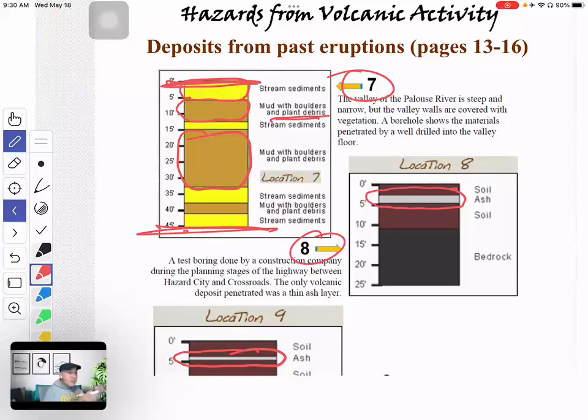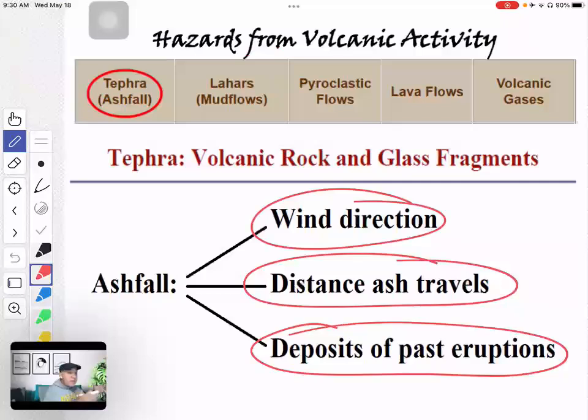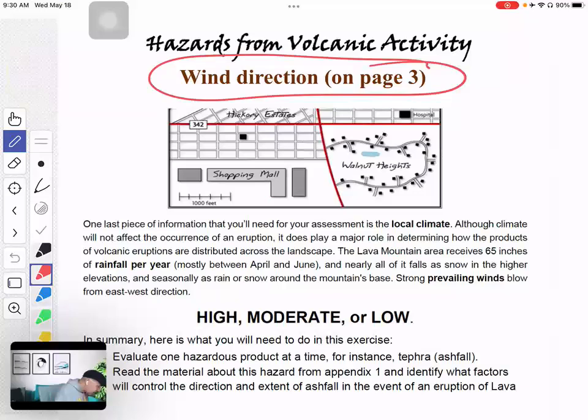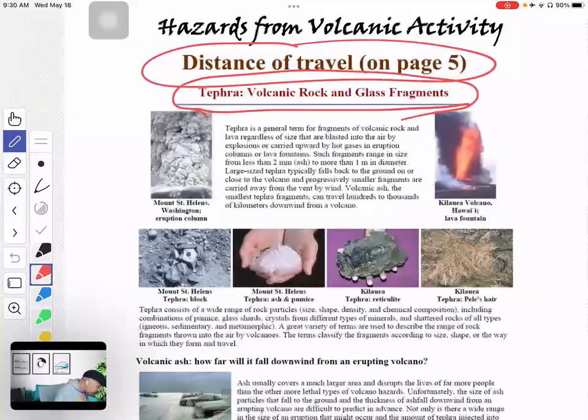Okay, so what I want you to do right now, pause the video, go to page 3, and find wind direction information. Find the information for the wind direction on page 3. So pause the video right now and find that information so you know what is the direction of the wind. Then once you're done, move to page 5, read that page, and find the distance that ash travels after an eruption. How far can the ash travel?